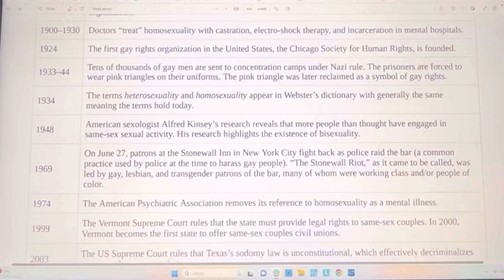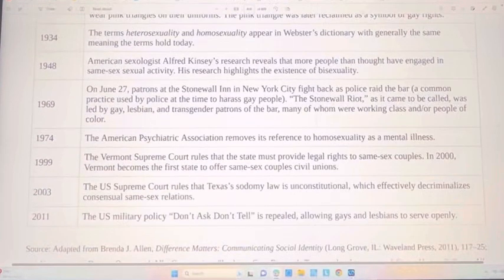1934, the terms heterosexuality and homosexuality appear in Webster's dictionary with generally the same meaning the term holds today. 1948, American sexologist Alfred Kinsey's research reveals that more people than thought have engaged in same-sex activity. His research highlights the existence of bisexuality. Indeed, it does. I've actually read Alfred Kinsey's books in their original first edition, the Male Report and the Female Report.